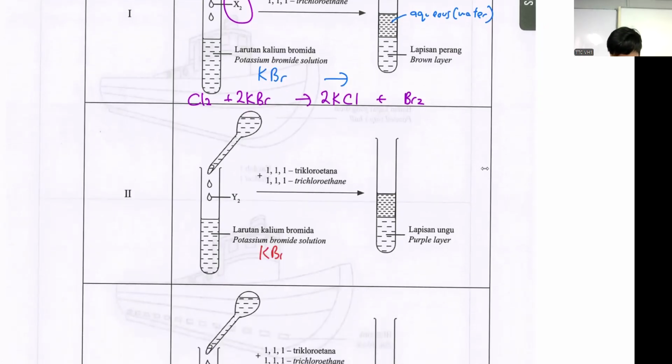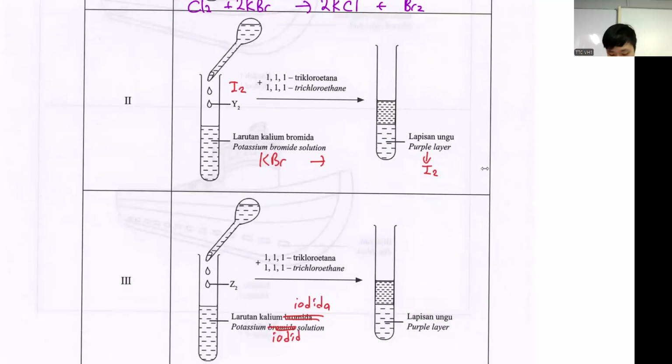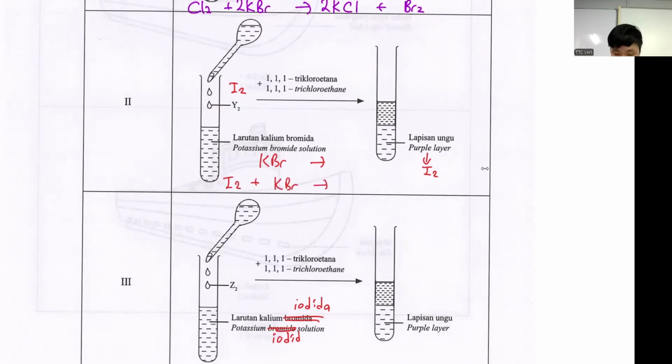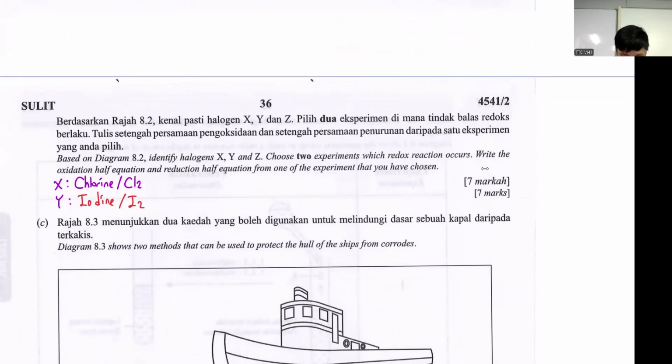Second part, Y2 drops into KBr also, but this time you get a purple layer. What does it tell you? It means there is iodine inside. So Y should be iodine. Again, why can't it be bromine? Bromine added to KBr doesn't make sense. It cannot be chlorine either, because chlorine was already the first result, and chlorine would give a brown layer. So it can only be iodine, which when reacting with KBr gives no reaction. Iodine remains inside. So for set two, Y is iodine.